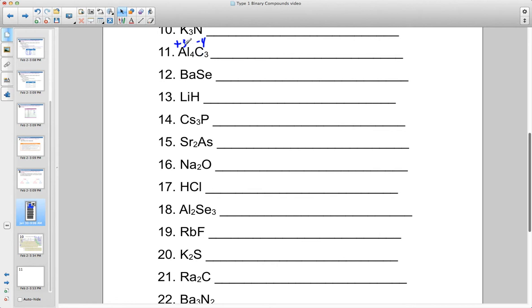So if you take this 4 times 3, that came out to be a +12, right? And if you take this -4 times 3, it came out to be a -12. So that worked. That came together. You still name it aluminum. Now this is carbide.